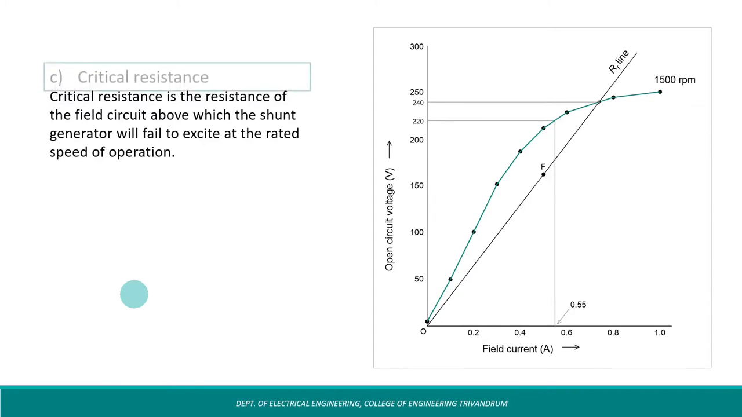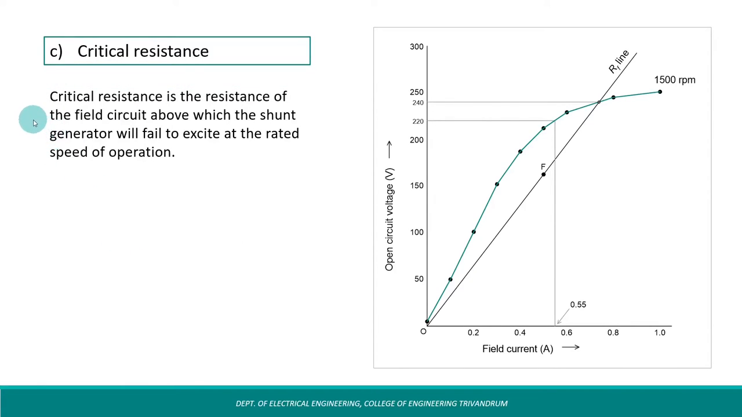Next, the critical resistance. Critical resistance is the resistance of the field circuit above which the shunt generator will fail to excite at the rated speed of operation. It is obtained by drawing a tangent to the open circuit characteristic starting from the origin. The slope of this line represents the critical resistance value.